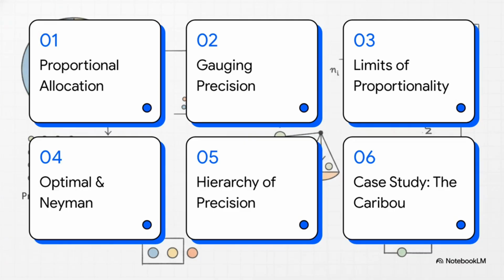So here's our roadmap. We're going to kick things off with a method called proportional allocation. It's super intuitive. Then we'll see how to actually measure its precision. After that, we'll look at where it falls short and how we can do better with more advanced stuff like Neyman allocation. And to tie it all together, we'll wrap up with a really cool case study that shows all of these ideas in the real world.